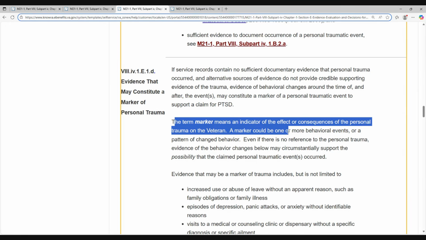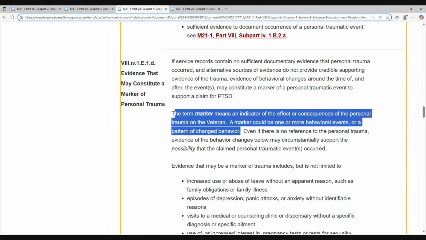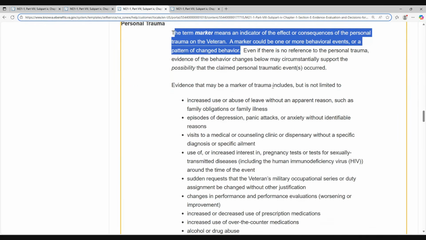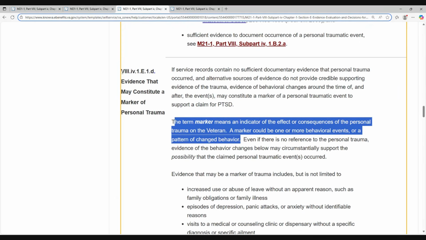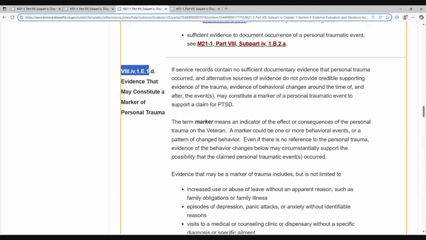A marker could be one or more behavioral events or a pattern of changed behavior. So, what we're looking at here are some examples of markers for personal trauma. A marker basically means something really horrible and bad happened to you, and you typically couldn't report it. So you want to try to get away from it, and you would start to behave differently, even subconsciously.